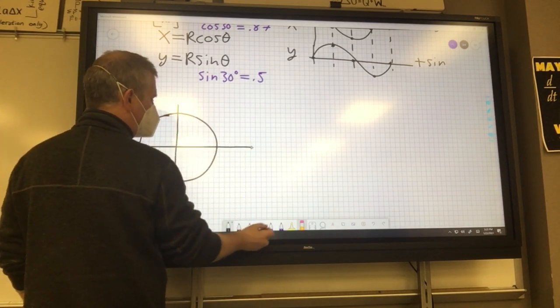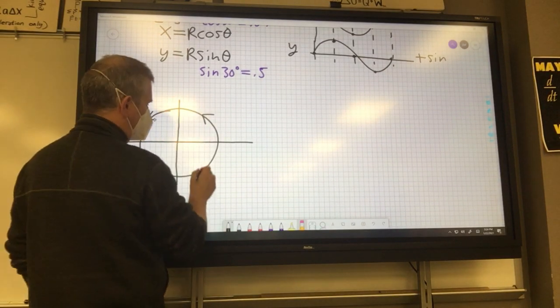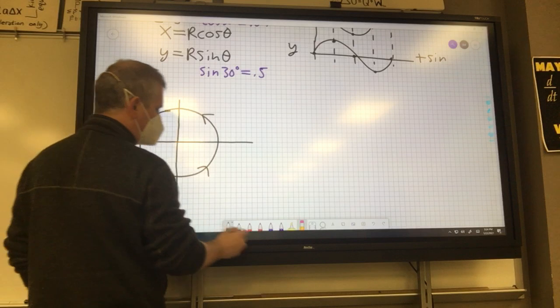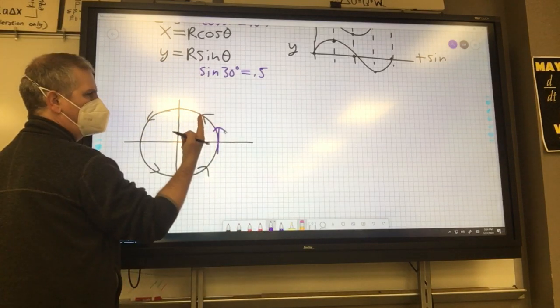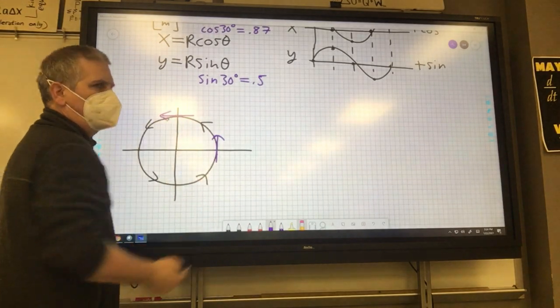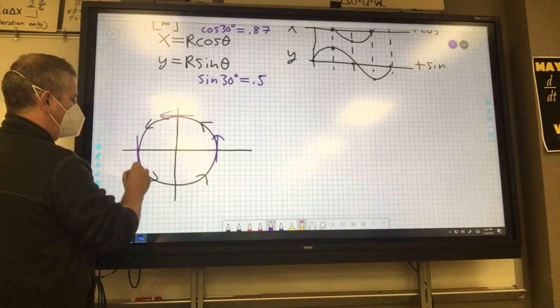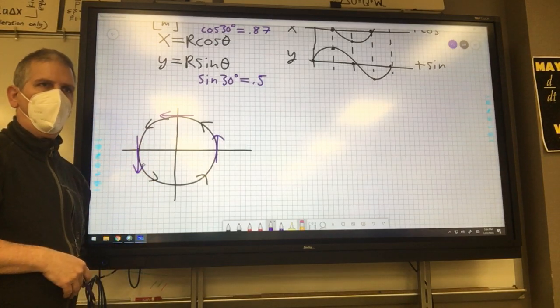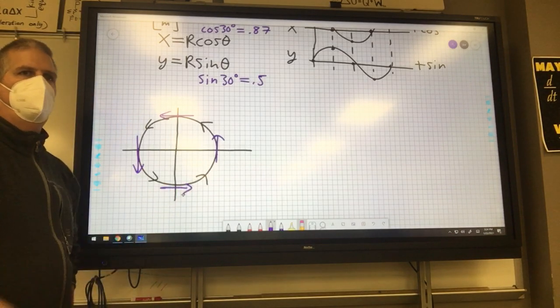So we have this object that's moving. We'll say it's moving counterclockwise. Let's take these 4 positions once again. Right now, the object is moving up in the positive y direction. When the position is at 90 degrees, the object is moving to the left in the negative x direction. At 180, it's moving in the negative y direction. And at 270 degrees, it's moving in the positive x direction.